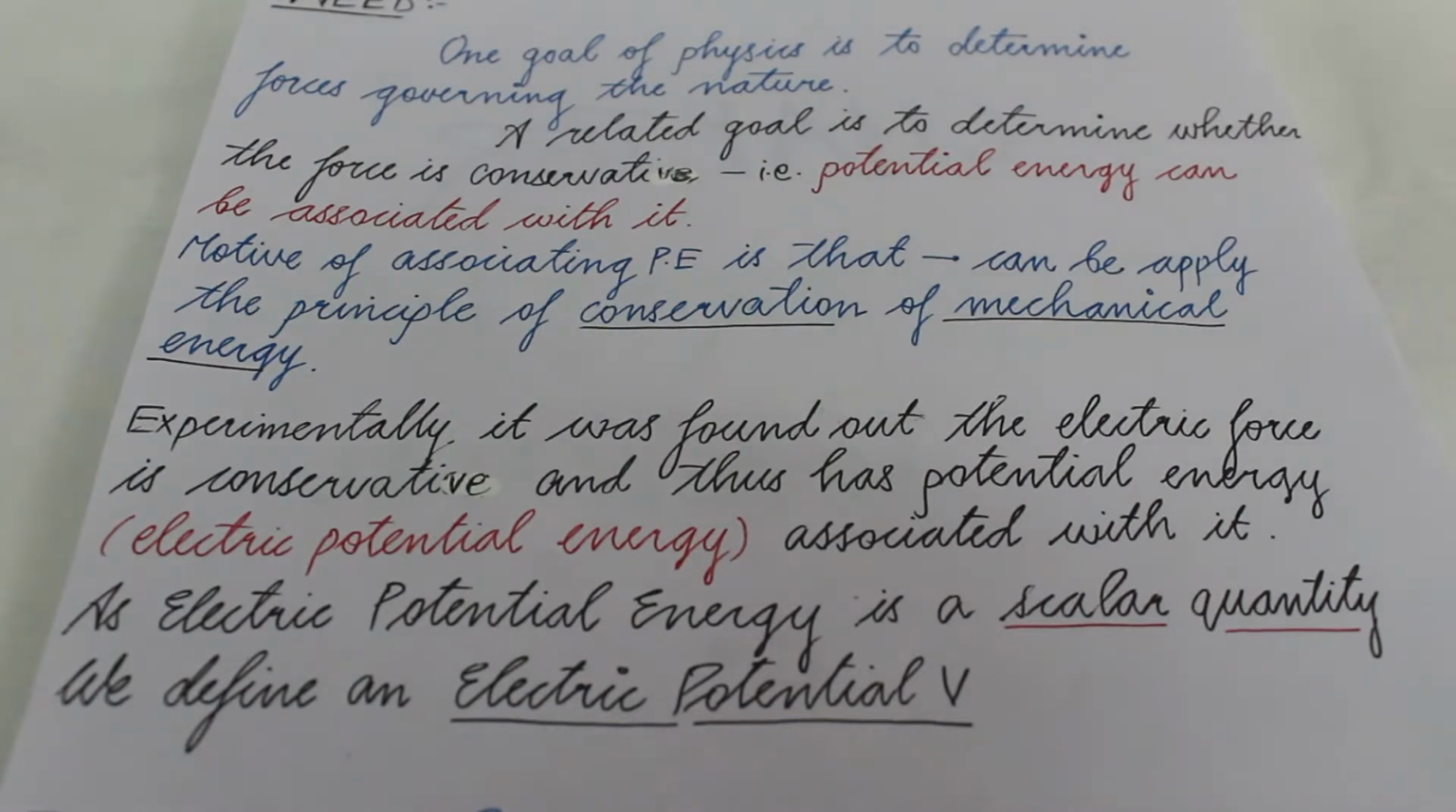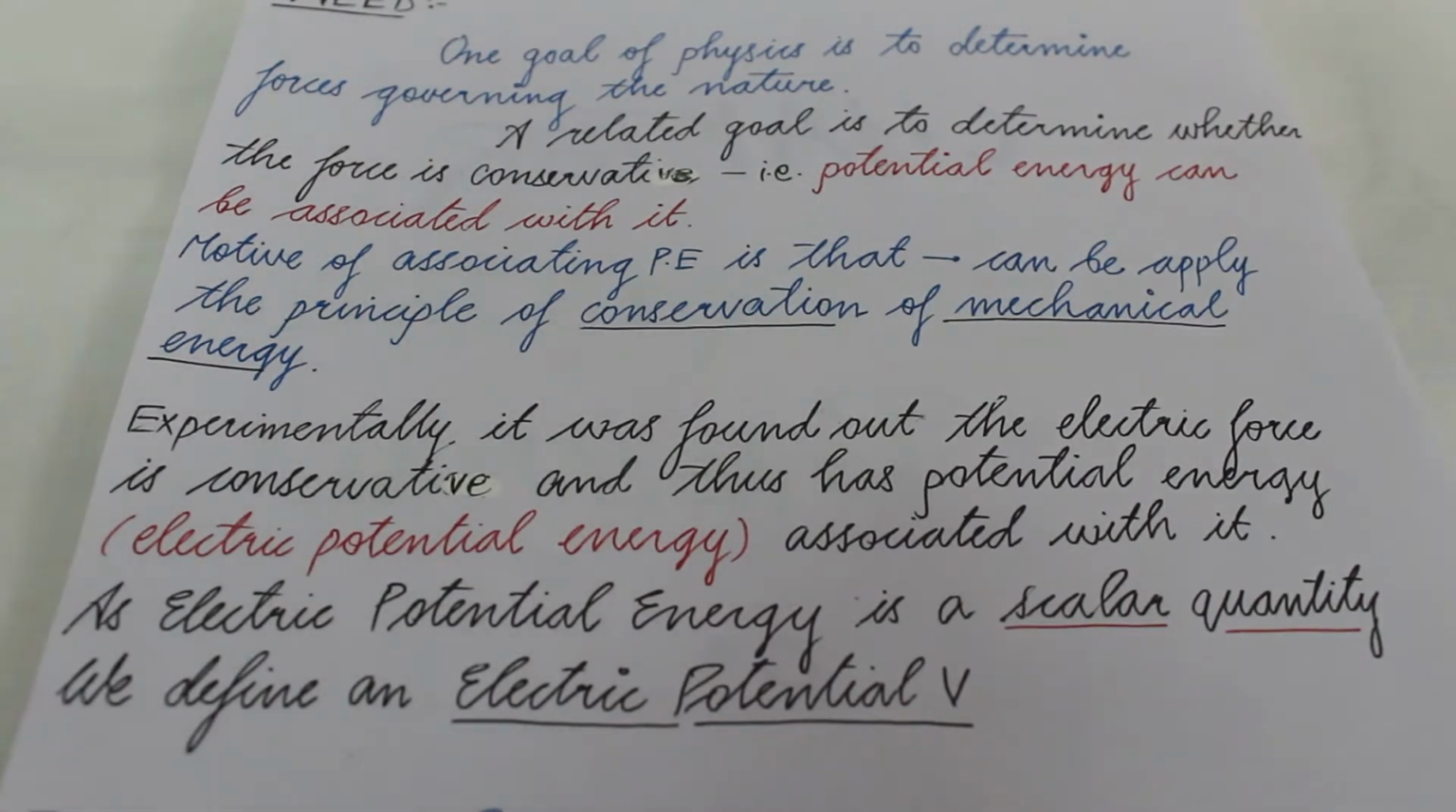So, a new quantity was devised which is known as electric potential, or you can say electrostatic potential. So basically electrostatic potential was introduced to study electric potential energy which was associated with the electric force, as experiment showed that electric force is conservative in nature. So first we are going to understand what electrostatic potential energy is and how to find it. Then we'll move to electric potential.